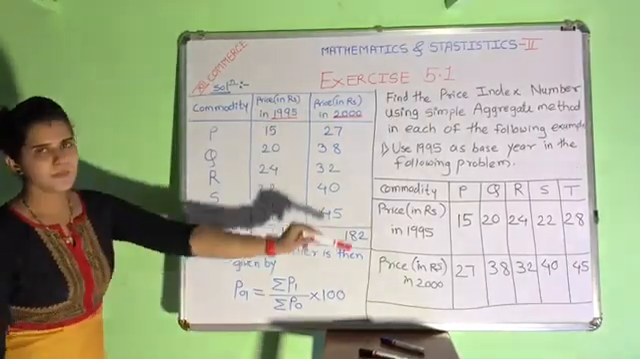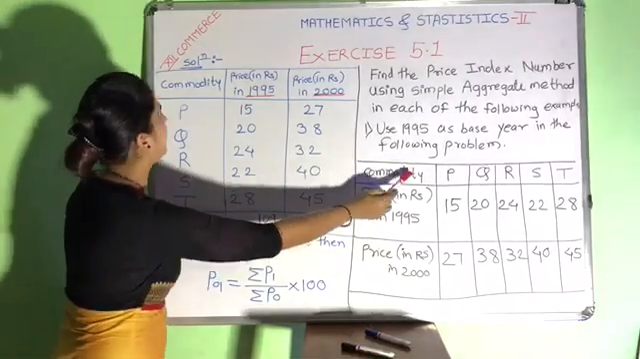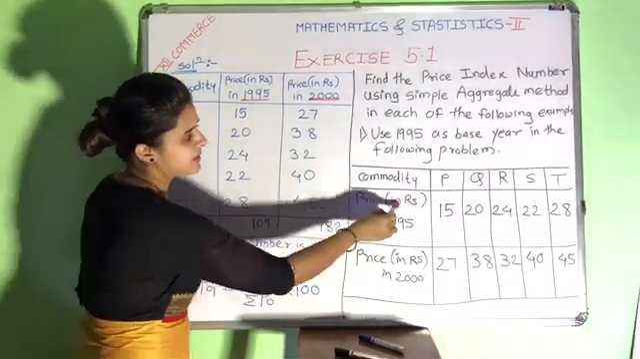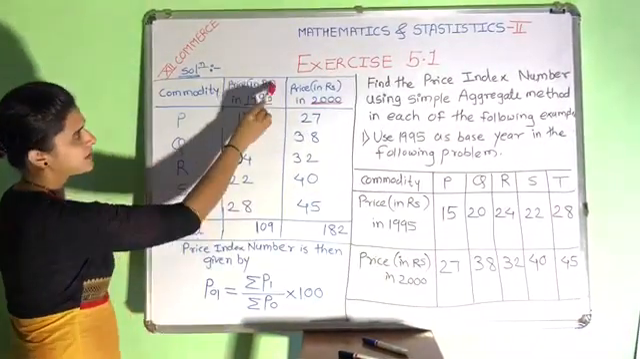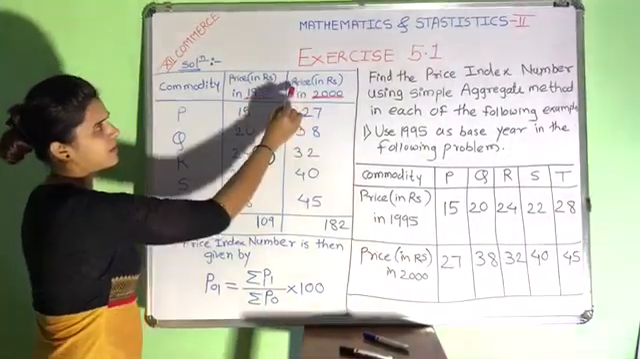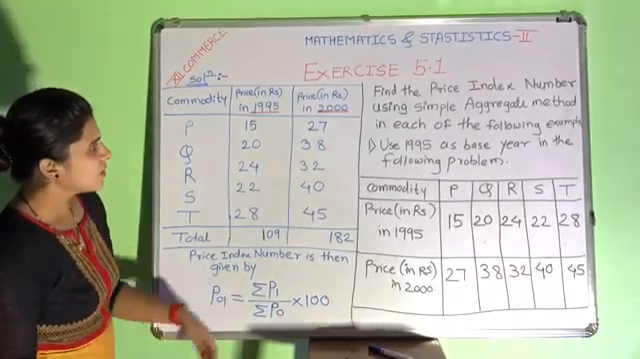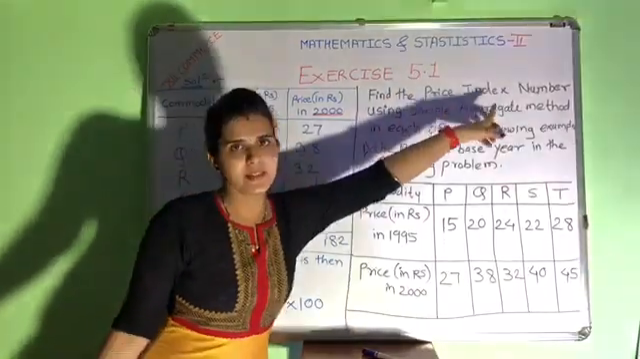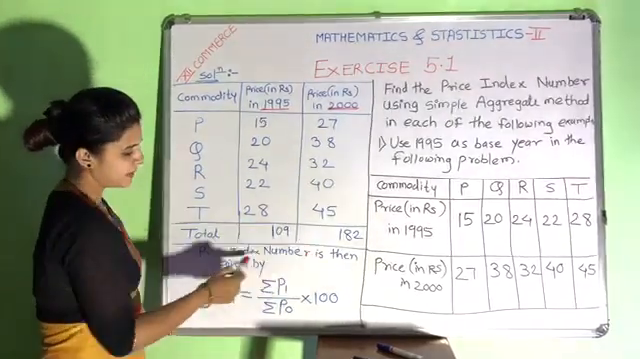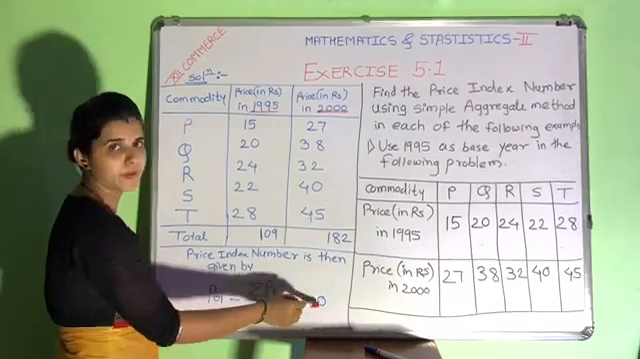So what is solution of this? First, make a row as a column. So write commodity as it is, commodity P, Q, R, S, T. Price in rupees in 1995 as it is, and price in rupees in 2000 as it is. Okay. Now see what we want to find? Find the price index number. So what is formula for price index number? Price index number is given by P01 is equal to summation P1 upon summation P0 into 100.